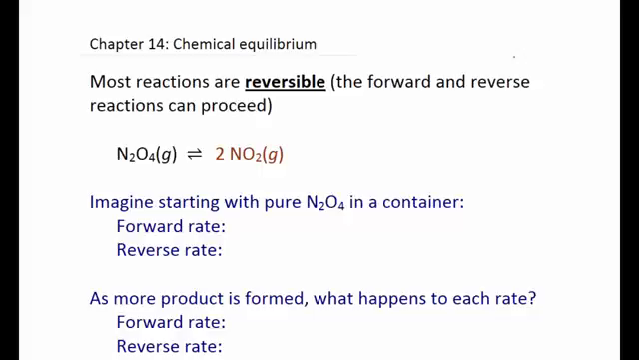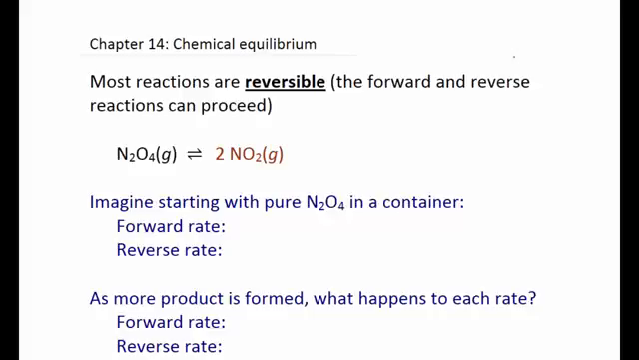Let's get started on 14. Chemical equilibrium. The fact of the matter is, in the kinetics chapter, we just talked about reactants becoming products, right? This reactant getting used up as the products are being formed. But in the real world, the reverse reaction can occur.